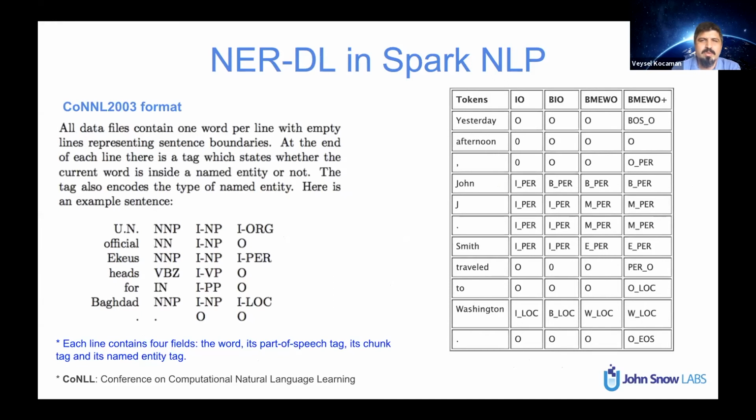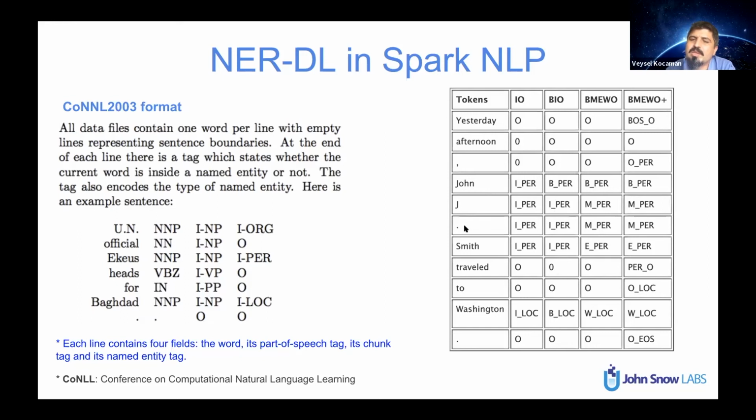The source of the training starts with the CoNLL dataset. We use the CoNLL 2003 format in Spark NLP. In the CoNLL 2003 format, we use the BIO schema. For example, John J. Smith is a person name, so we let the model know that this is the start of a person entity. In this column we say B-PER, the beginning of this entity. I is not the beginning but the inside, any token other than the first one. And O means nothing.